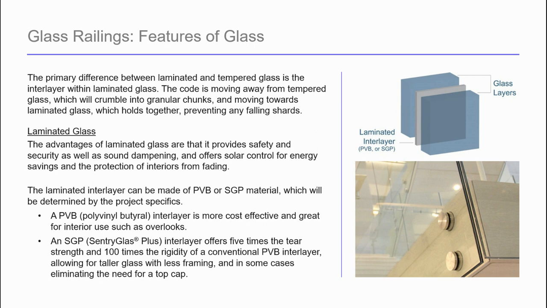PVB is the most common. It's the most cost effective and it's best suited for interior uses. It's much easier to use for manufacturing. It's pliable. The second, more expensive option is SGP. That has more of a rigid plastic feel. It's much stronger. It's recommended for exterior applications. It has also been more difficult to get in the past few years, but it does provide much higher strength and stiffness than PVB.